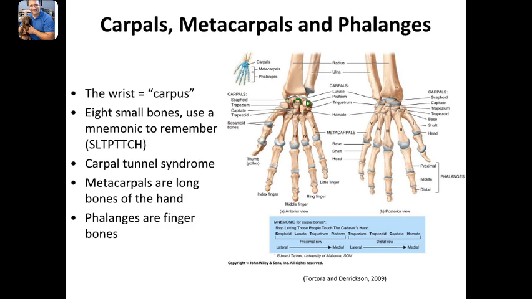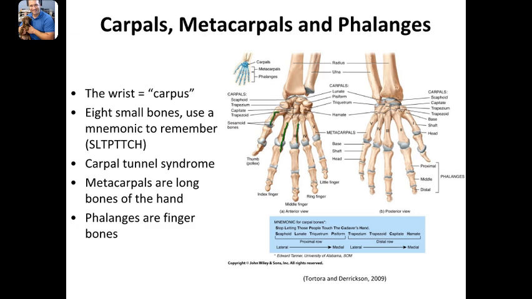Hamate. We're going to review that in lab very well. We'll cover that in lecture when we do our review next week as well. "Some lovers try positions that they can't handle." That's our acronym for the carpals. And then the metacarpals are the long bones of the palm. They're numbered 1 through 5 from the thumb side.